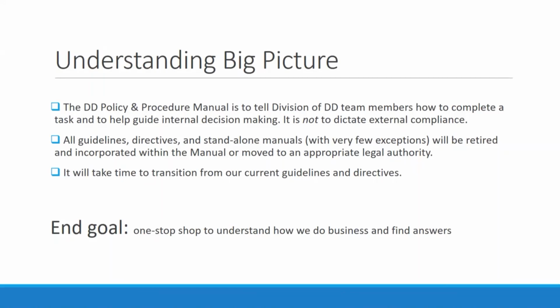And then as we get additional material for the online manual, we will publish that, and then that will be your more go-to source for this information. And then, of course, just to understand what our end goal is, everyone's goal is to have this one-stop shop where we're able to go understand how we're supposed to do our business and find the answers that we're looking for to be able to do the jobs that we're all here to complete and want to complete.